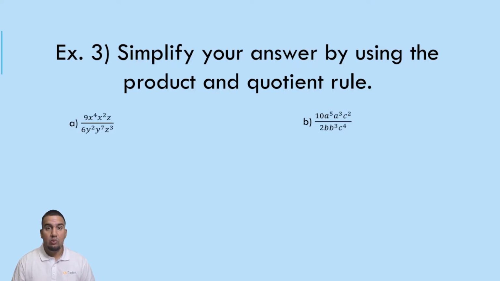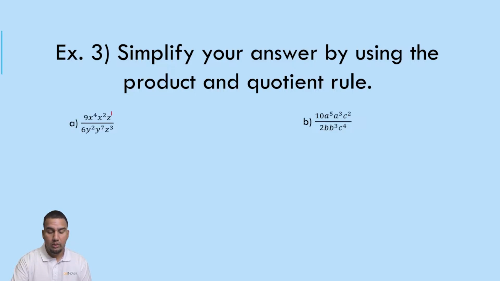So for example A, we notice that it starts off with a fraction. There's numbers like 9 over 6, treat them separately than the variables. And I have x's on top, y's on the bottom, and I have z's on top and bottom. Okay, so the first thing that we're going to do is we're going to clean this up by putting exponents of 1 around the z. Why do we do that? We want to stay organized.